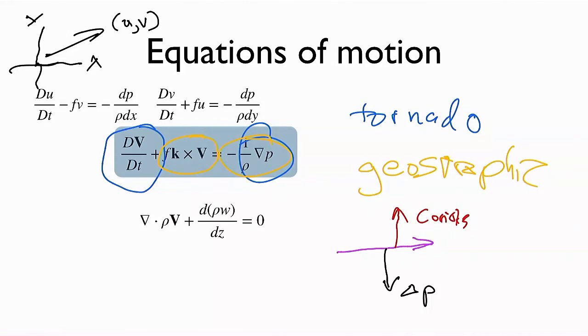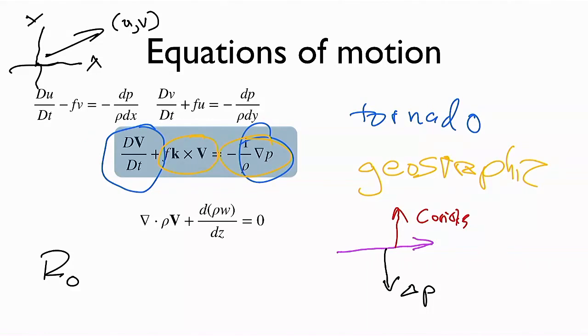That's geostrophic balance. Okay, and I'll just mention that there's something called the Rossby number, which is the ratio of this term to that term. So if it's small, then we're in geostrophic balance. That's how you can tell.